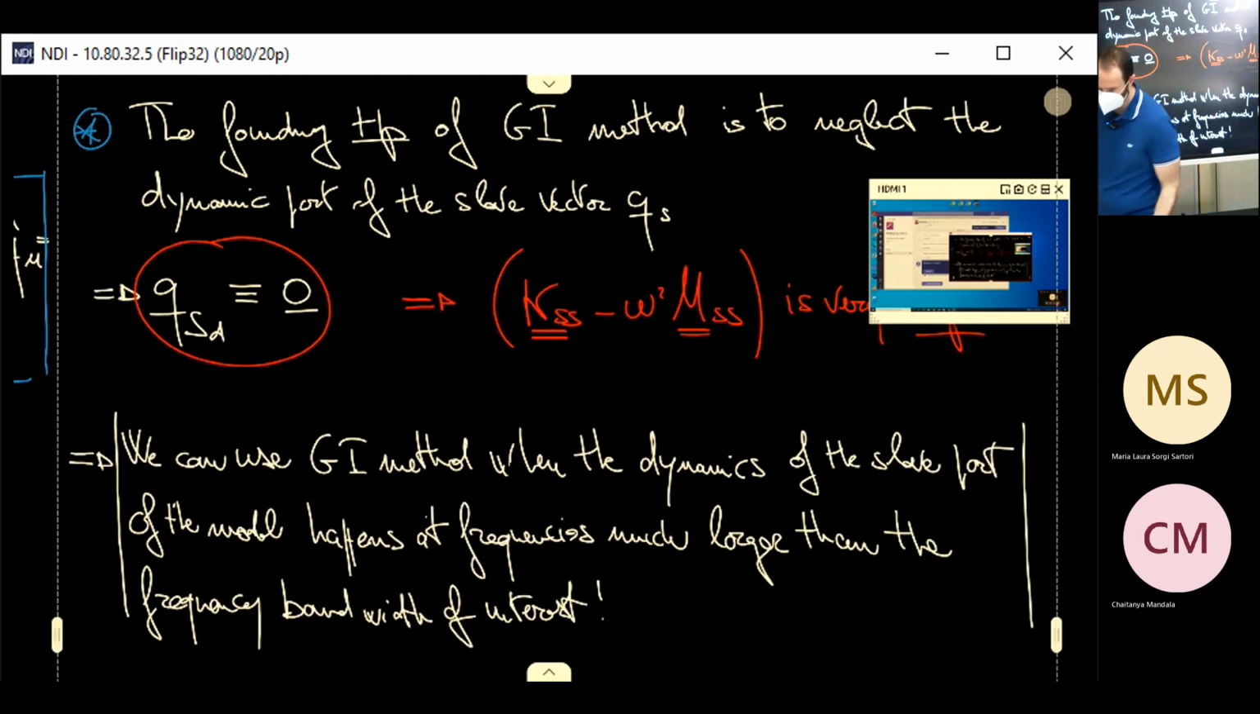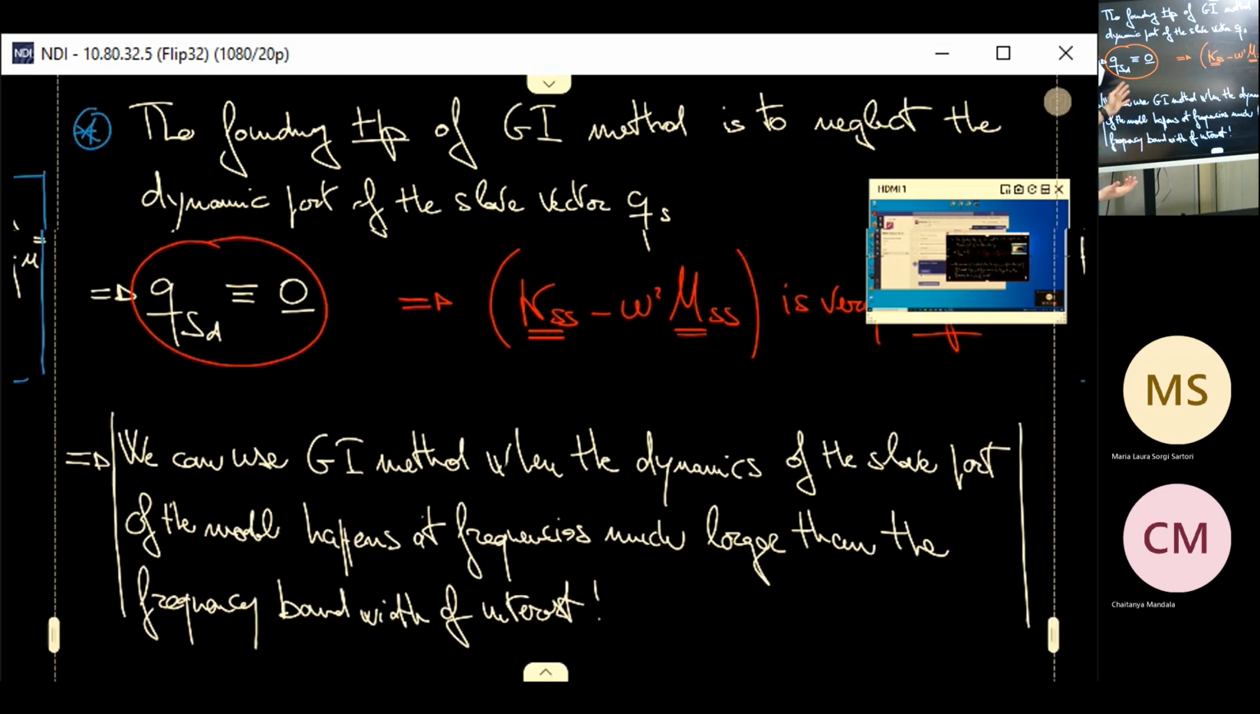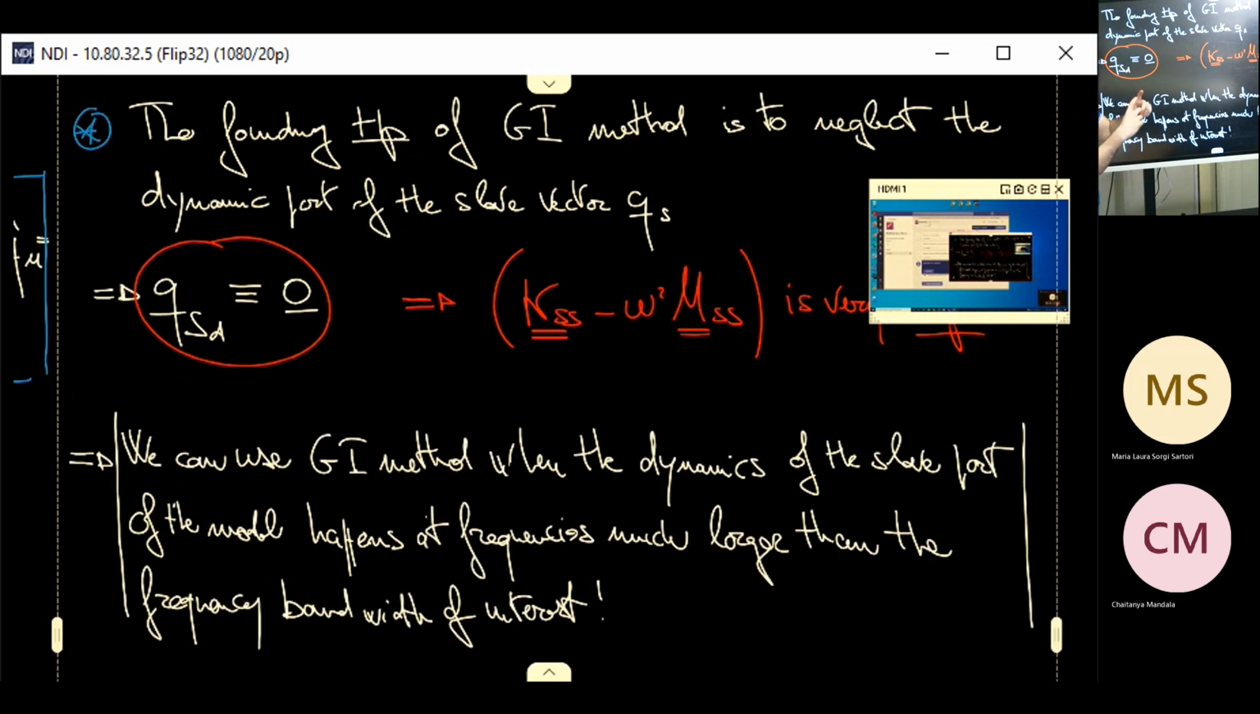So tomorrow, it's actually not tomorrow, next lecture, so on Monday, we're going to see how this result will allow us basically to build that R matrix, which links the original and the reduced part. Okay.